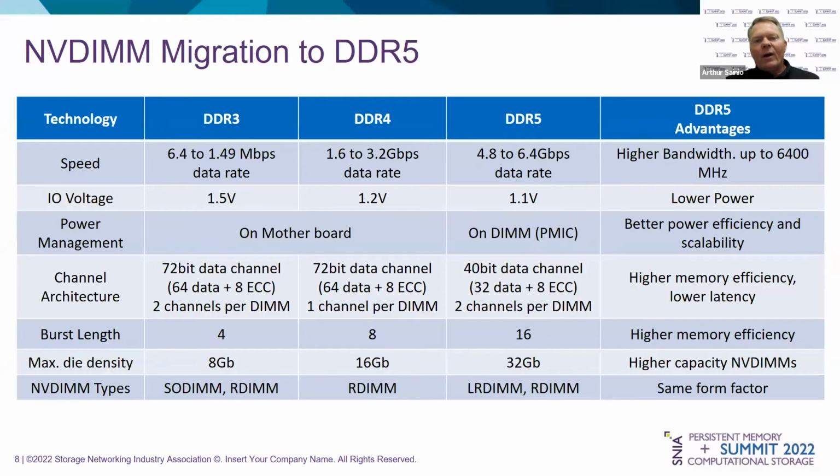Now migrating to DDR5, we have higher bandwidth up to 6400. We have lower power, higher memory efficiency and lower latency, and then specifically higher memory capacity for NVDIMMs, typically up to 64, possibly 128 gigabyte densities, and then similar form factors as with DDR4 today. So RDIMM and LRDIMM form factor and functionality for NVDIMM for DDR5.